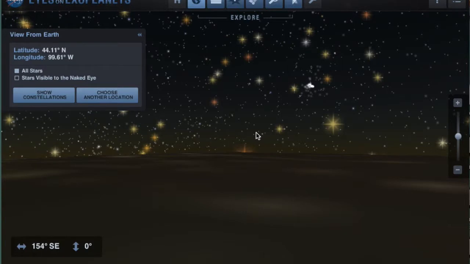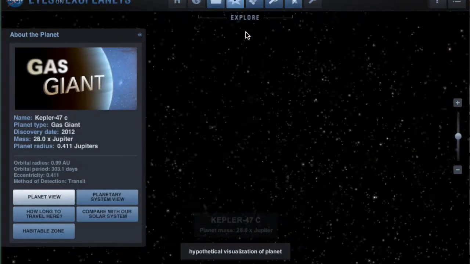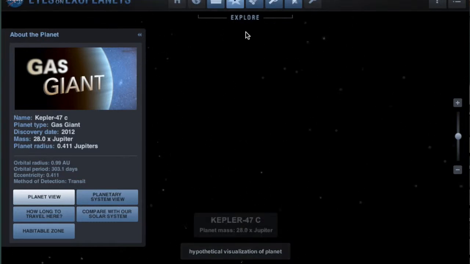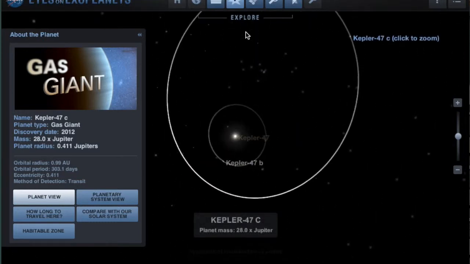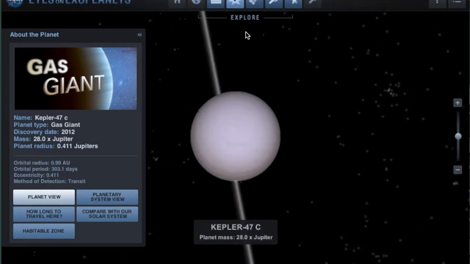Okay, next we'll be visiting one of the largest exoplanets. This one is called Kepler 47c, and it's a gas giant discovered in 2012. Its mass is 28 times the mass of Jupiter, while the radius is only that of about 4/10 of Jupiter. They discovered this exoplanet by using planetary transit.